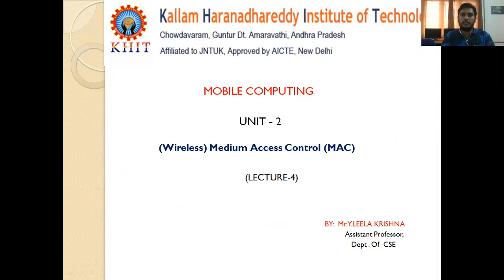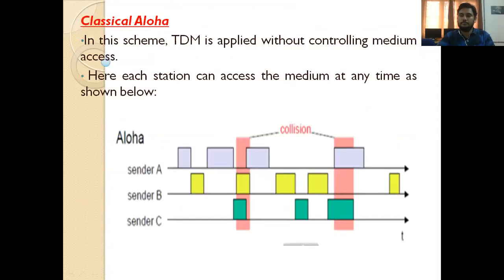So in lecture number 4, we covered the Aloha systems in TDM, that is the classical Aloha. In this scheme, TDM is applied without controlling medium access. If you observe the diagram, multiple senders, sender A, sender B, and sender C want to transmit the data.